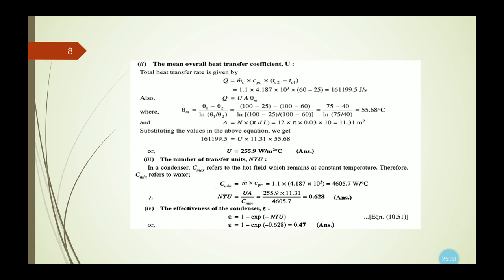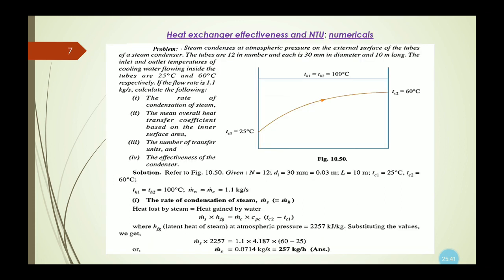So this is the procedure by which we have calculated all the four required things in this numerical. Here we have used the concept of heat exchanger analysis, the heat loss and heat gain by the hot and cold fluids. But in case of this NTU method, we had to find the overall heat transfer coefficient, for which we have used the formula and the concept of the LMTD also, that is logarithmic mean temperature difference.